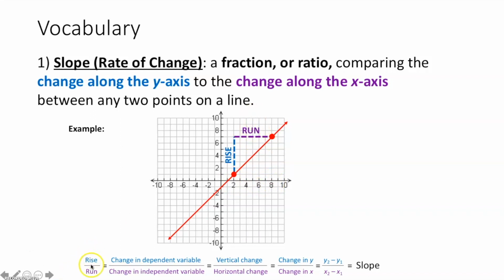So the rise over the run then would give you the slope. So the slope here would be from 1 to 7, that would be 6. And then from 2 to 8, that would be 6. Therefore, 6 over 6 would give you a slope of 1.